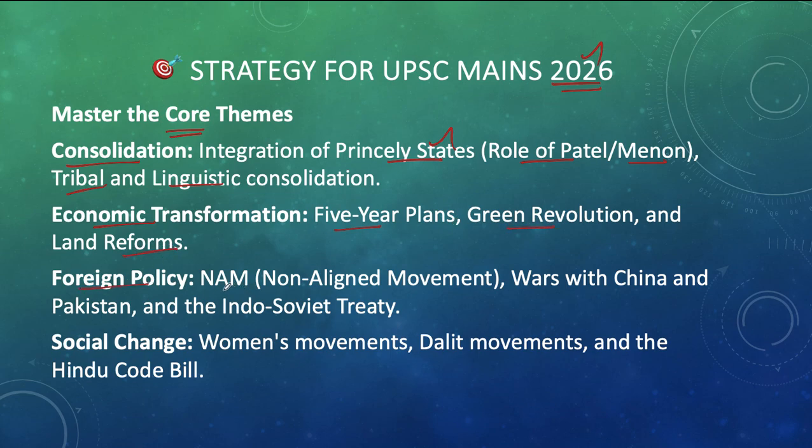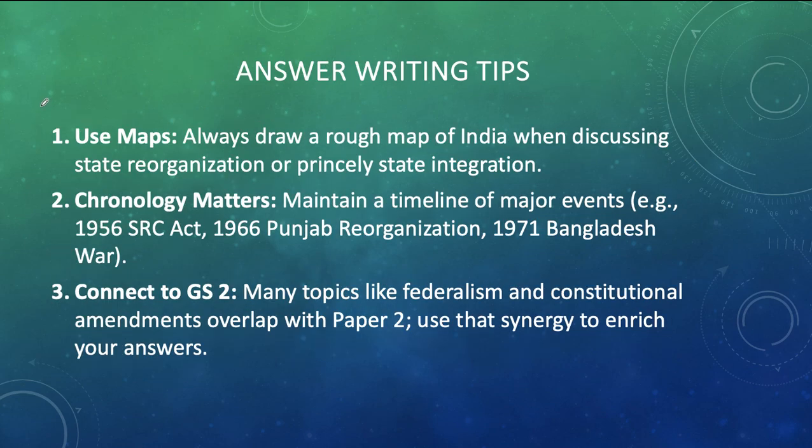In foreign policy, try to read the basics of the Non-Aligned Movement, wars with China and Pakistan, and the Indo-Soviet Treaty. On social change issues, try to give maximum weightage to women's movement points, Dalit movements, and the Hindu Code Bill. In this aspect, we can try to collect points. This will be useful for your GS Paper 2 as well, on social justice, students.